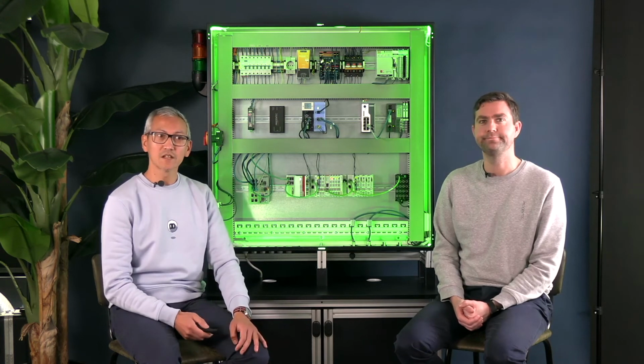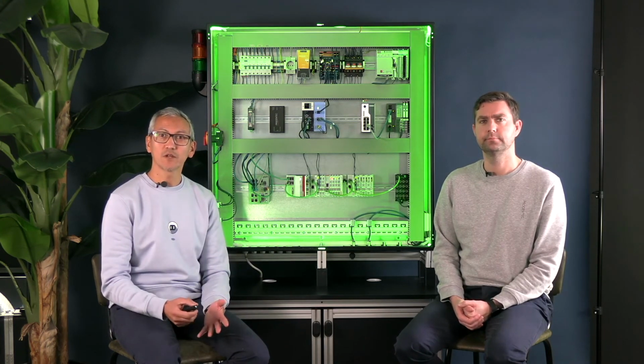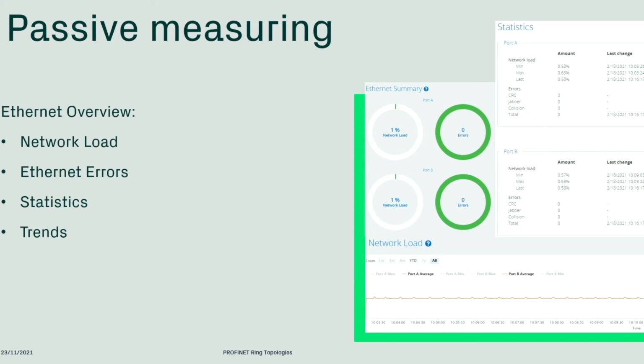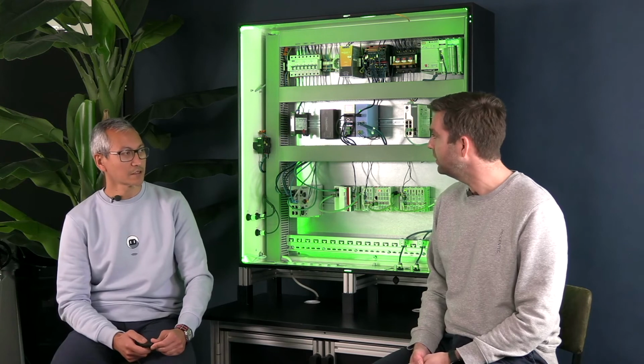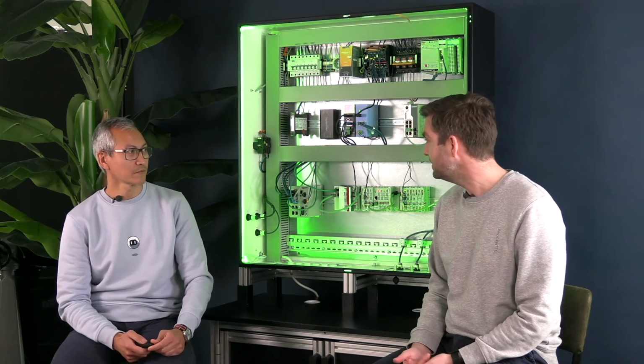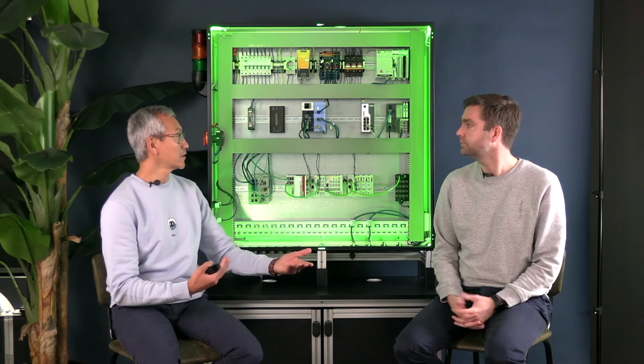Yes. And we can also see network load, Ethernet errors, statistics, and trends. That is what the OSIRIS does for you. Especially trending is interesting because you can see over a longer period what happens and if you get more and more alarms or error situations. I know you mentioned earlier about preventative maintenance, but with trending, you're able to see the degradation on your network and then build it into your scheduled maintenance. Yes, and maybe give your maintenance a high priority at an earlier stage.